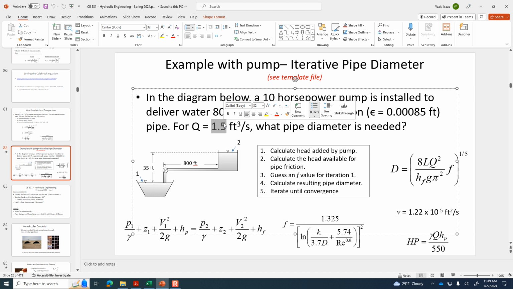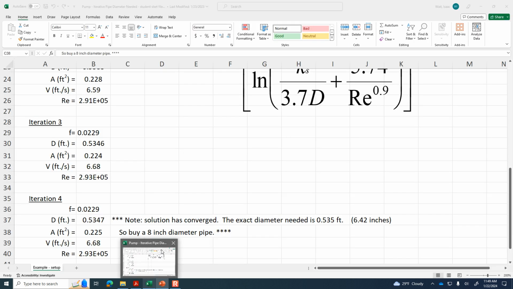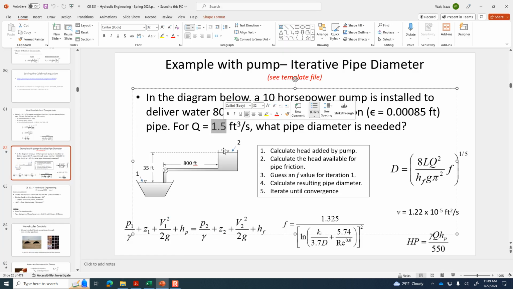Now, if they only want exactly 1.5 cubic feet per second, then you're going to have to put in a valve as well. Close off the valve a little bit to reduce the flow rate to get it to exactly where they want. But that's the design here. That's the idea with this iterative pipe sizing. When we throw in a pump, the pump is adding energy, it's lifting the water, overcoming head loss, and that's why the water is flowing from the lower reservoir to the upper reservoir.